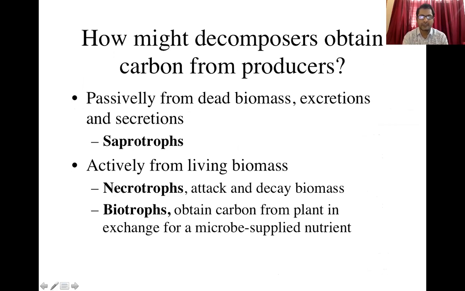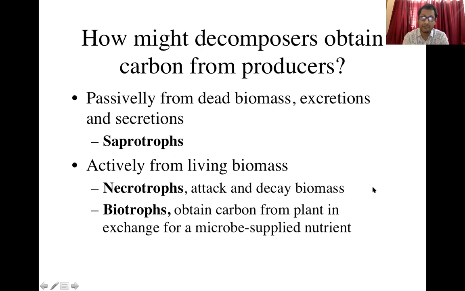Then come the decomposers. Decomposers obtain their carbon from producers or from consumers, which are dead organisms, dead biomass, excretion and secretion. So passively they live on dead biomass, excretion and the secretion of different organisms. Those are known as saprotrophs. Those that act actively on living biomass, attacking and decaying it, are necrotrophs.